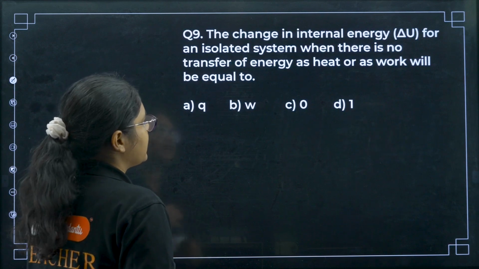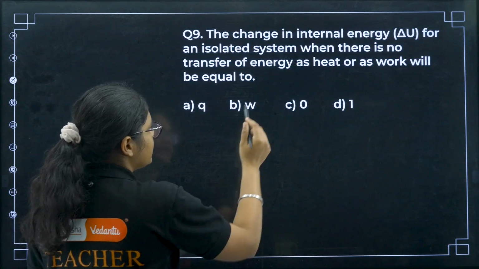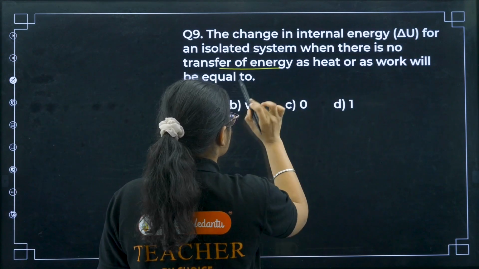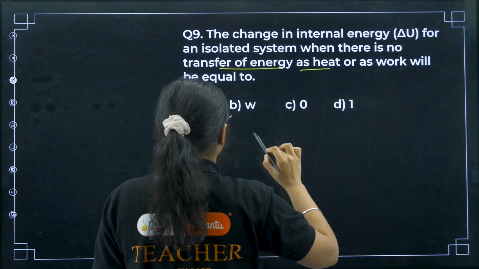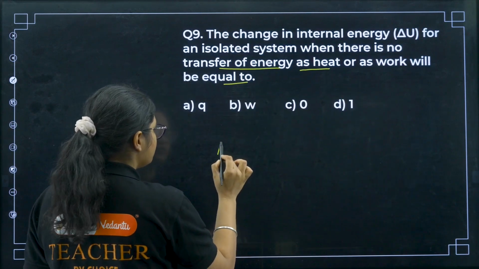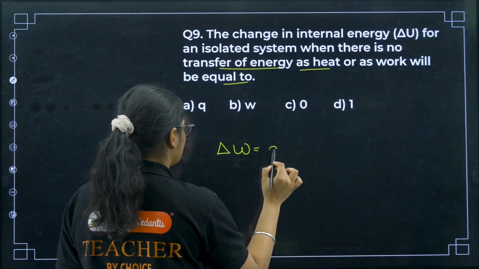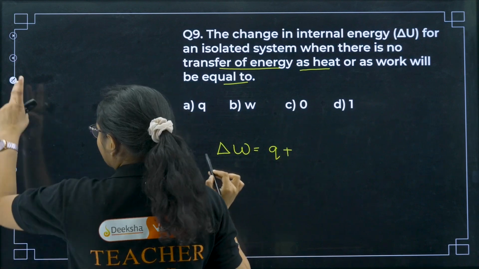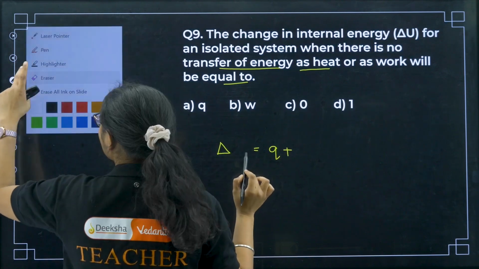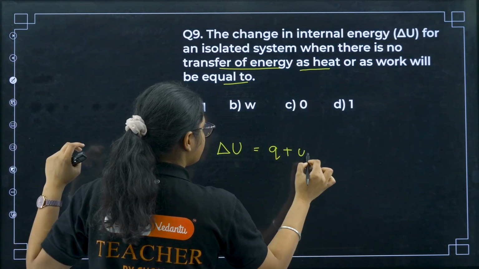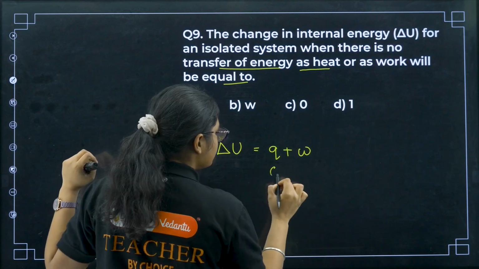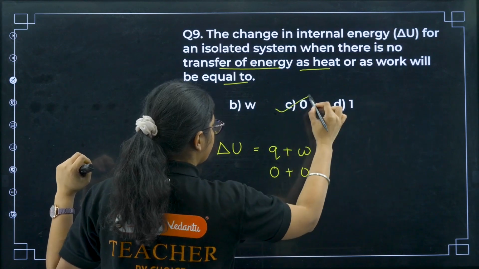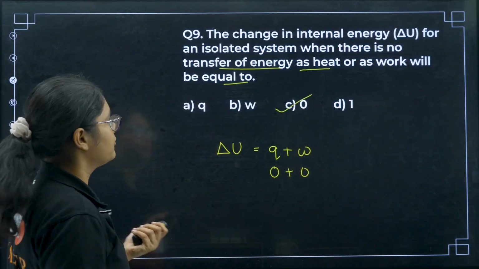Next, the change in internal energy for an isolated system when there is no transfer of energy as heat or as work will be equal to... So you know delta U is equal to Q plus W. Now Q is 0, W is also 0, so delta U will be equal to 0.